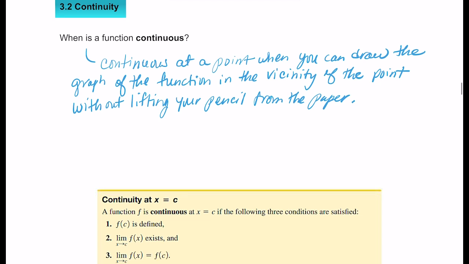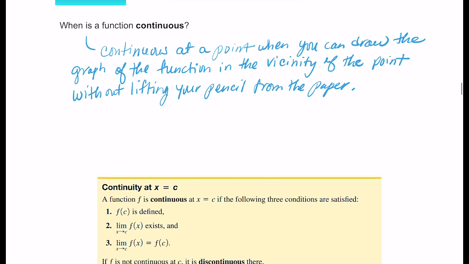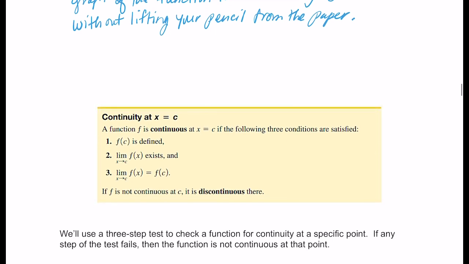We're going to want to look at a more formal way of checking whether a function is continuous. If you take a look at this box here, we have continuity at x equals c. A function f is continuous at x equals c if the following three conditions are satisfied. f of c is defined, the limit of f of x as x approaches c exists, and the limit of f of x as x approaches c is equal to f of c. So 1 and 2, the values that you get for those should be equal. If f is not continuous at c, then that means it's discontinuous there.